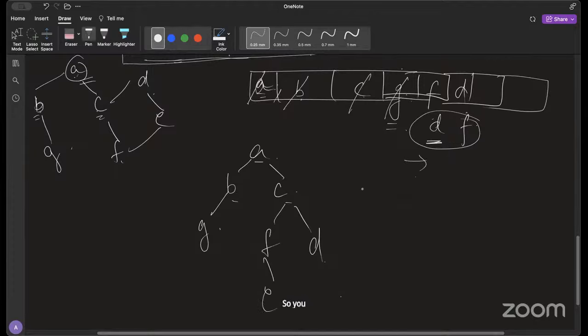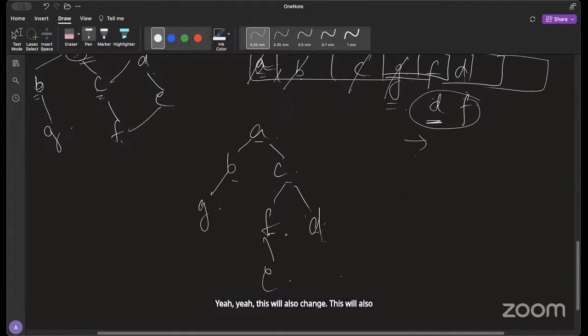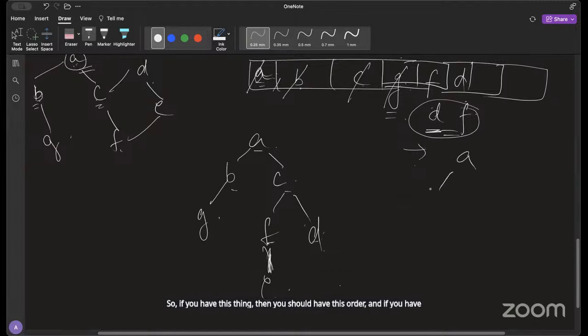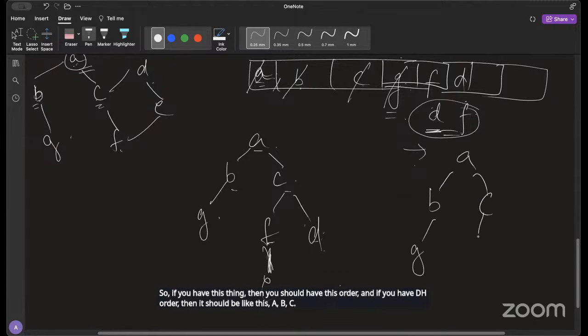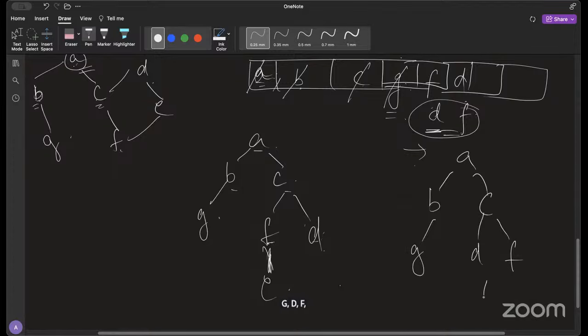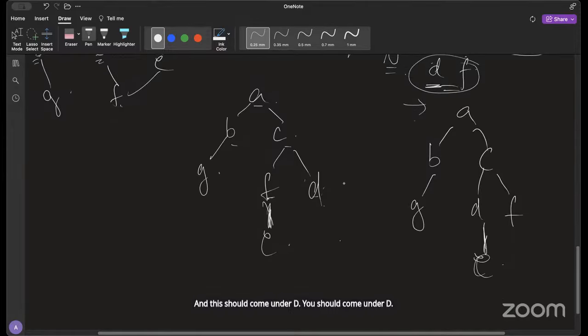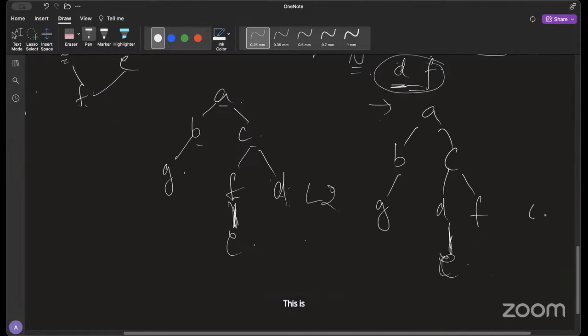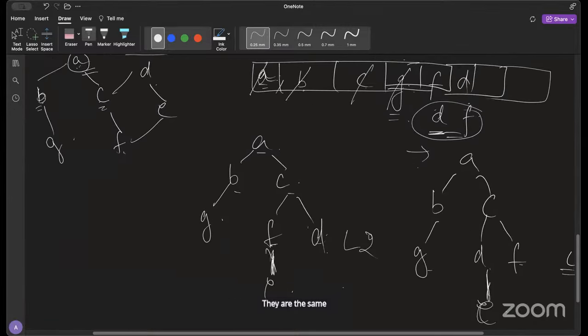So you go by the order. And if you change this to DF, then even in the tree, the FD will swap. This will also change. So if you have this order, then you should have this tree. And if you have DF order, then it should be like this: A, B, C, G, D, F, and E should come under D. So this is level 1, this is level 2. Now these things don't change. G, D, F, only the order changes, right? So the vertices don't change on any level. They are the same on every level.